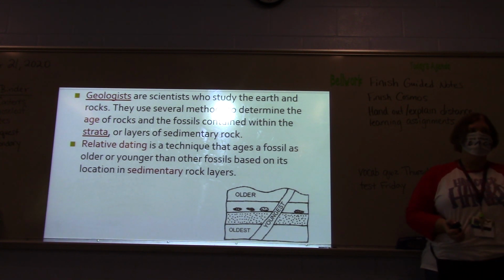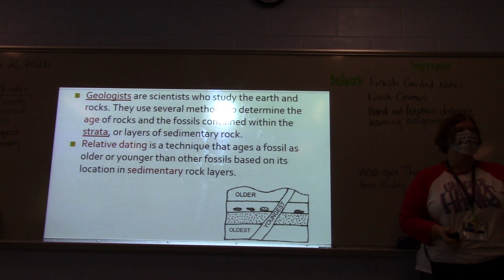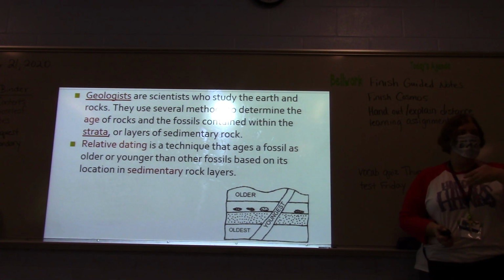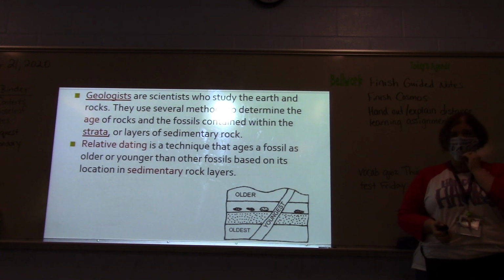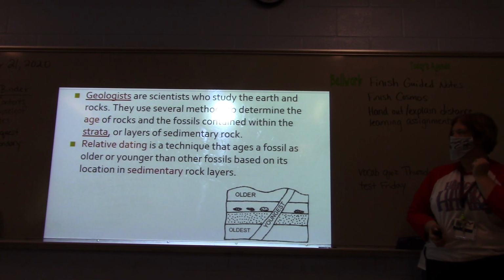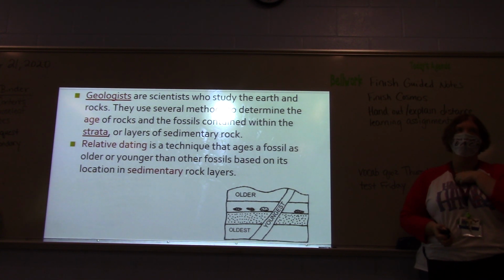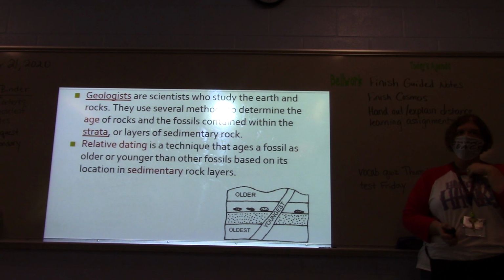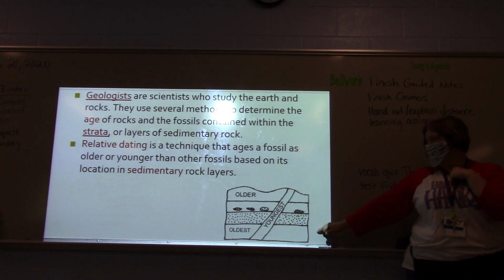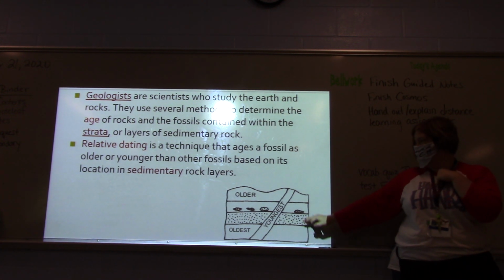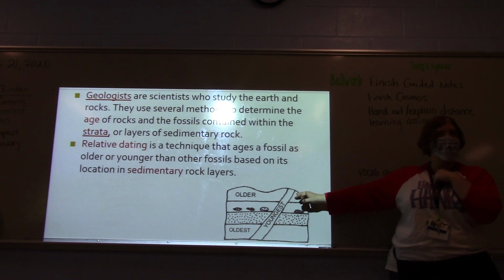Anybody remember what sedimentary rock is? How does that form? It's the material being piled onto it. Correct, in portions at a time. Where's the oldest layer of sedimentary rock? The very bottom. Right. So this is going to be the oldest stuff, and then the rock layers are going to pile on top of it.